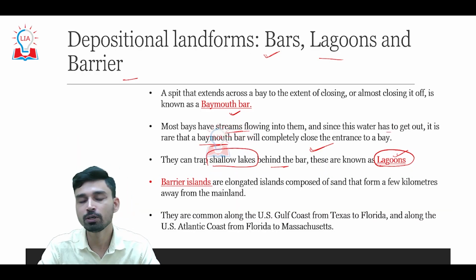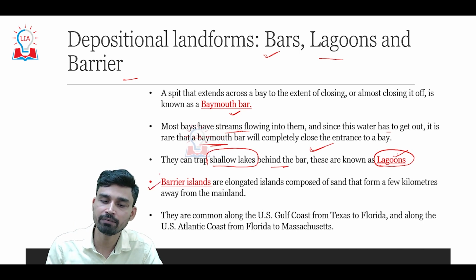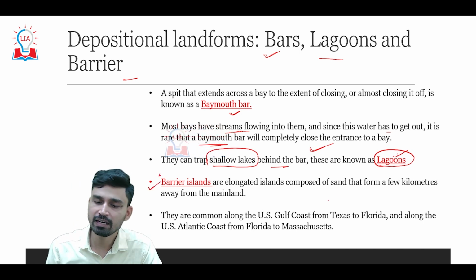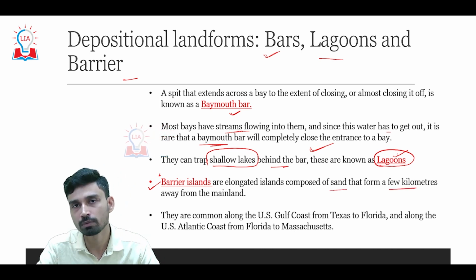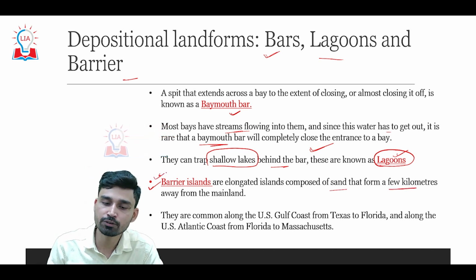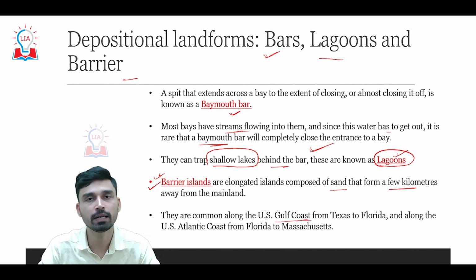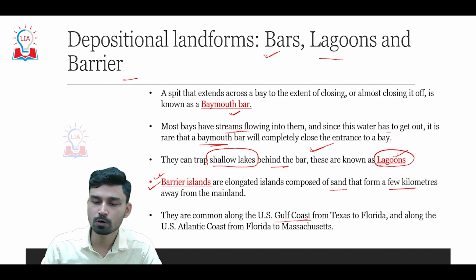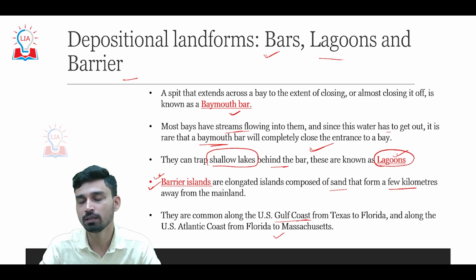Now, just off the coastal landform, we have the development of islands called barrier islands. These are elongated islands made up of sand which form a few kilometers away from the mainland. A lot of such barrier islands develop along the Gulf Coast of USA from Texas to Florida, as well as between Florida and Massachusetts in the north.